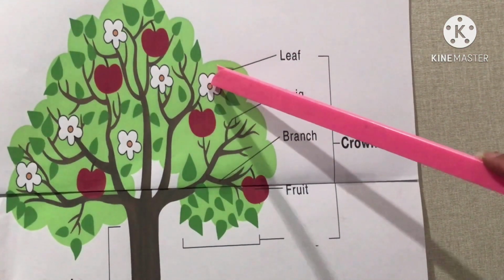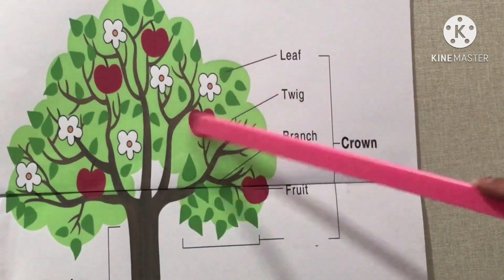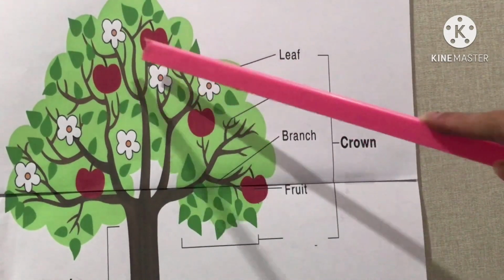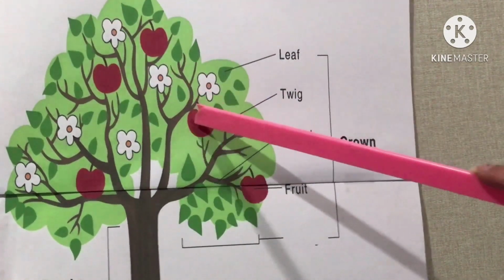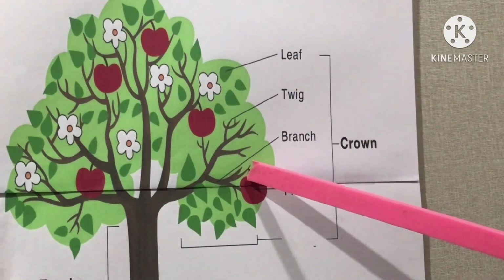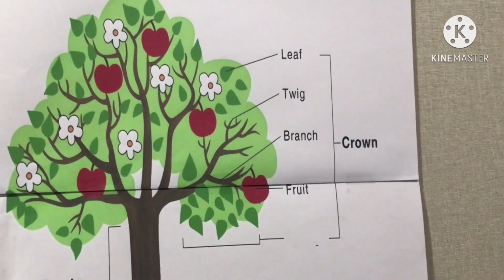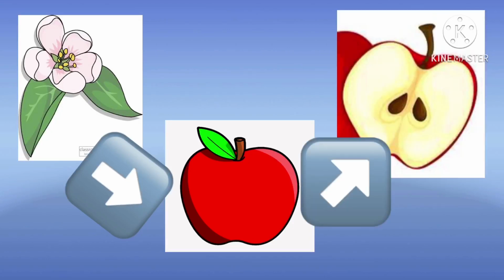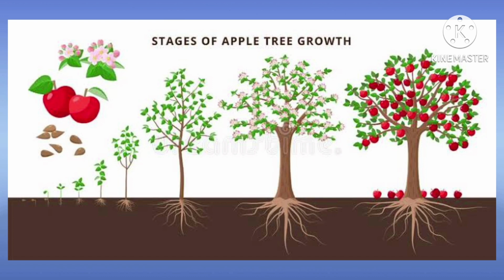Lastly, we also have here the flowers and the fruits. First, it becomes a flower, then it turns into a fruit. From the fruit, there is a seed inside, and that seed we can replant to grow another apple tree.